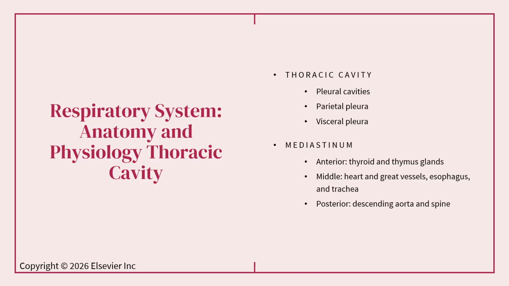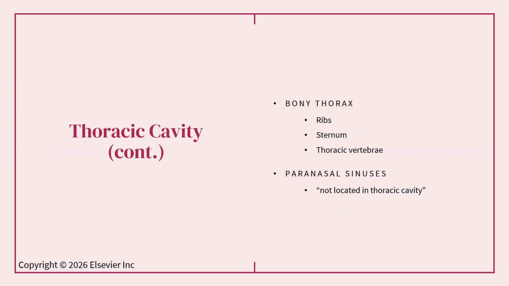This is also a highlight star. The thoracic cavity contains the right and left pleural cavities and the mediastinum. The pleura has two layers, which are the parietal pleura and the visceral pleura. The mediastinum is divided into three parts, anterior, middle, and posterior. I want you to review the thoracic cavity and the enclosed body structures. The bony thorax provides protection and assists in breathing. The paranasal sinuses are also a part of the respiratory system, but not in the thoracic cavity.